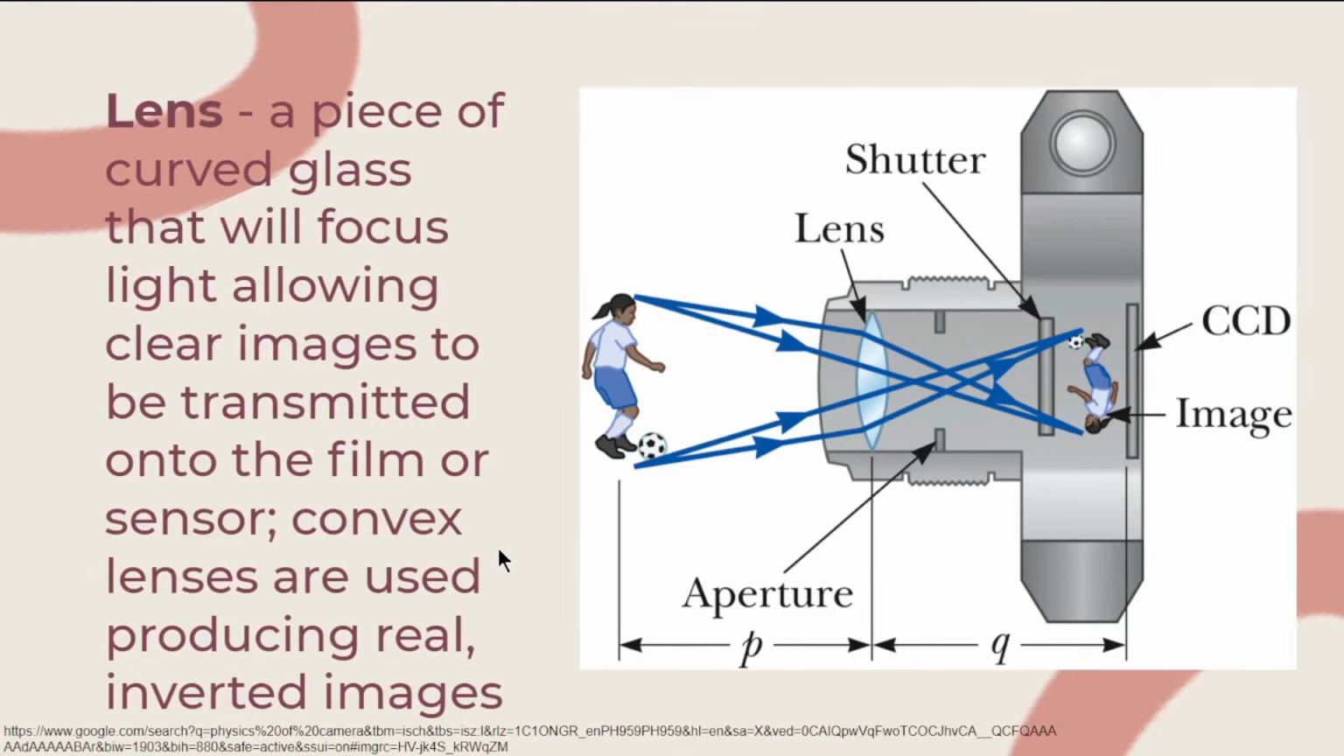So of course, we have the lens. The lens is again a convex lens and it is a piece of curved glass that will focus light, allowing clear images to be transmitted onto the film or the sensor. Again, we are no longer using films right now. We are using the sensors already. And the convex lenses would produce real inverted images.